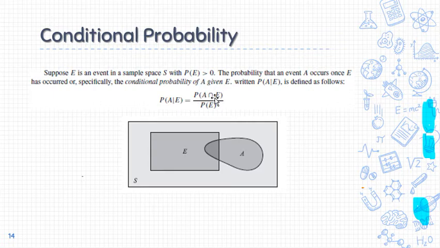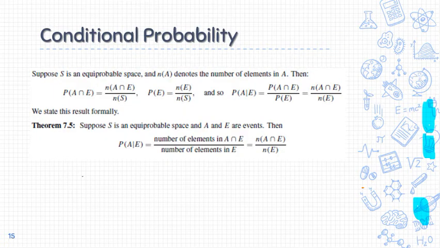So, it is just the division of the probability of A intersection E over the probability of E. Kung atong gamitan og equiparable spaces, if we need to find the probability of A intersection E, as you recall, in finding the intersection of two events, the probability of the two events occurring, ang isolve is just the number of elements sa A intersection E divided by the number of elements sa sample set. Another, ang probability of E is just the number of elements sa event E divided by the number of elements sa sample set.